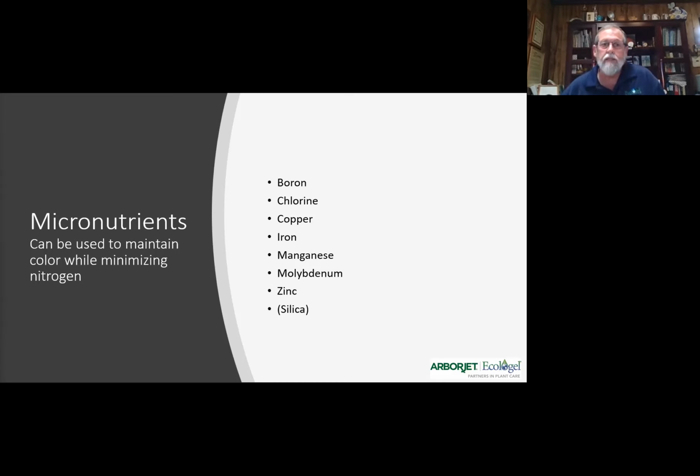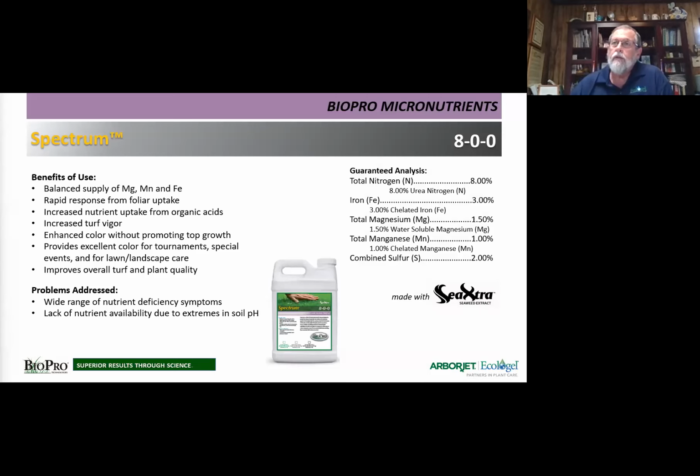And so we have, these are all micronutrients, but the ones that are particularly important for maintaining color through the season, through the heat of the season, is something like Spectrum that has a little bit of nitrogen, iron, manganese, magnesium, and sulfur. All these go together to form the chlorophyll molecule, which gives the green color of the turfgrass. So something like this, and it's chelated so it lasts longer and can go out at light applications and last anywhere from a couple of weeks to a month, are very good strategies to reduce your total nitrogen and other fertilizers while still maintaining a good color of your turf.